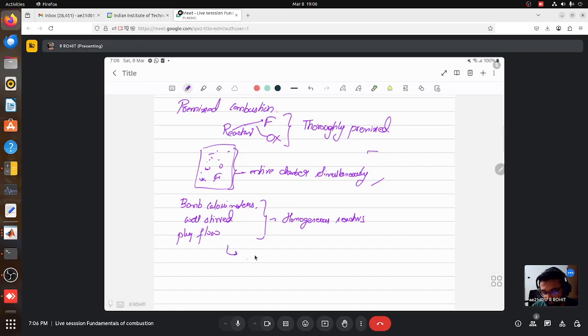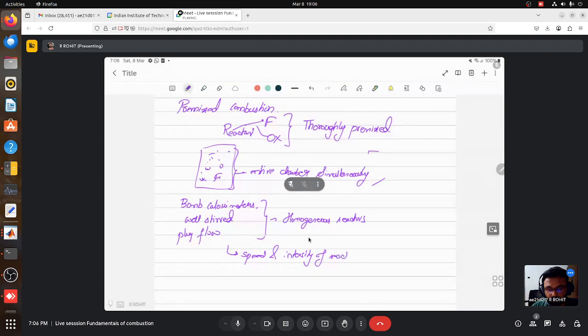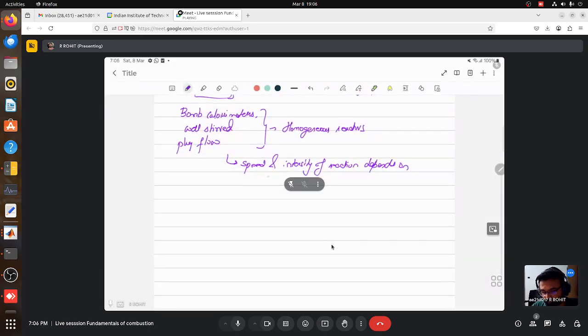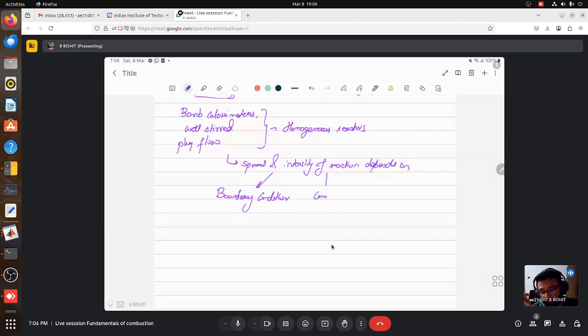The speed and intensity of the reaction depend on the boundary conditions, on the composition of the reactant mixture, and on the pressure and the temperature inside the combustion chamber.